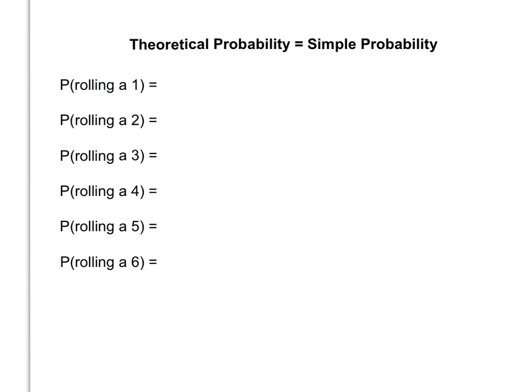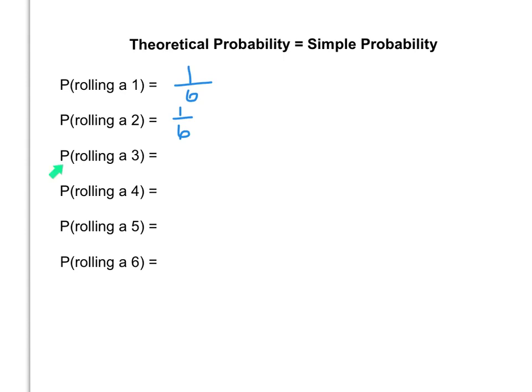Well, you would say, on a 6-sided die, there is 1 out of the 6 faces. So the probability would be 1/6. This is not only the simple probability, but it's also the theoretical probability. And then if I asked you what was the probability of rolling a 2 on a standard die, you would also say it's 1 out of 6 because there is one side on the die that is a 2 and there are 6 total faces on the die.